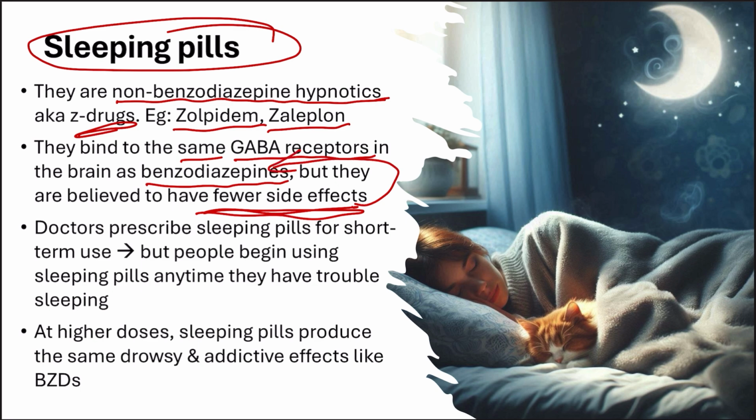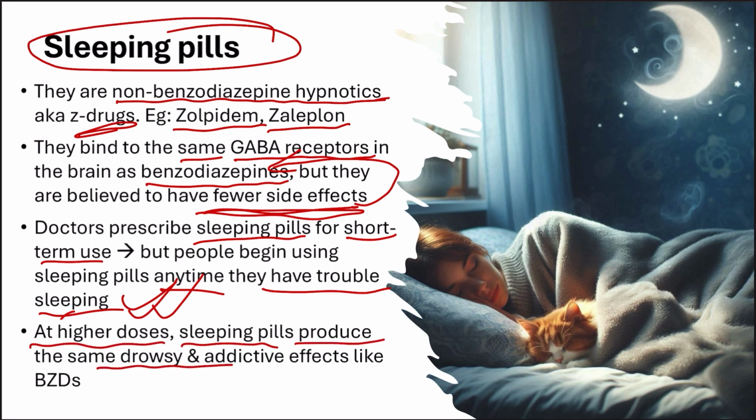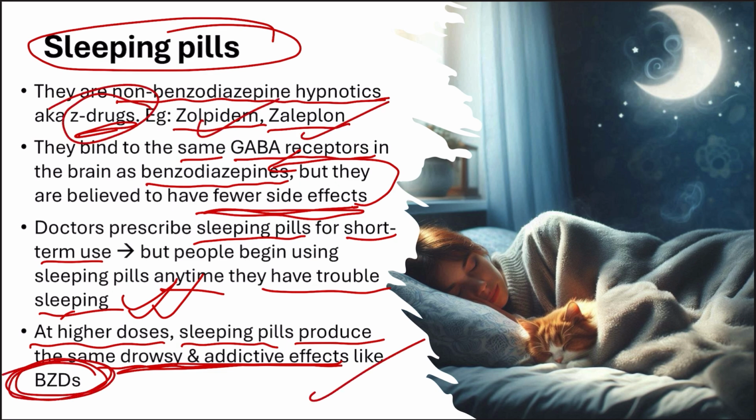Usually doctors prescribe these sleeping pills for a short duration, that is, for the management of insomnia. But people start using these sleeping pills anytime they have trouble sleeping or whenever they are anxious. In such conditions, there might be situations where they don't even need the sleeping pills for insomnia, which is just because of some stress. In that case also they will be using the sleeping pills, which leads to dependence. And at higher doses, the sleeping pills also produce the same drowsy and addictive effects just like the benzodiazepines. So this is about the sleeping pills like zolpidem and zaleplon, which are also called the Z drugs.